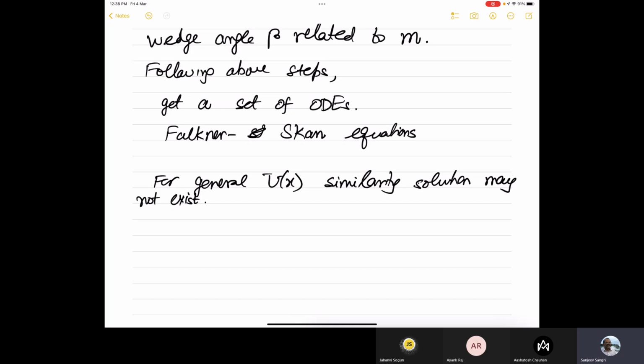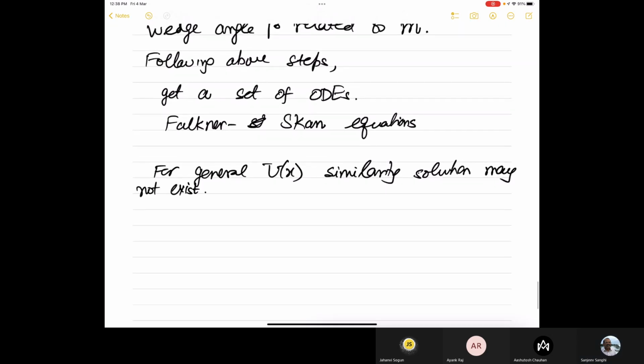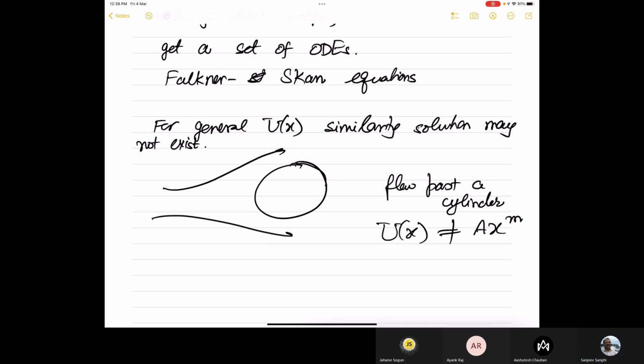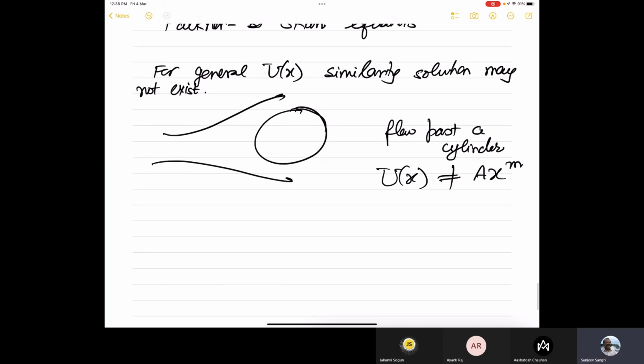So, it is here that for any general x, for example, if I talk of flow past a cylinder, U of x will not be of the form a times x to the power of m. In fact, it will take some sine or cosine distribution. So there the similarity solution may not exist. And what do you do?